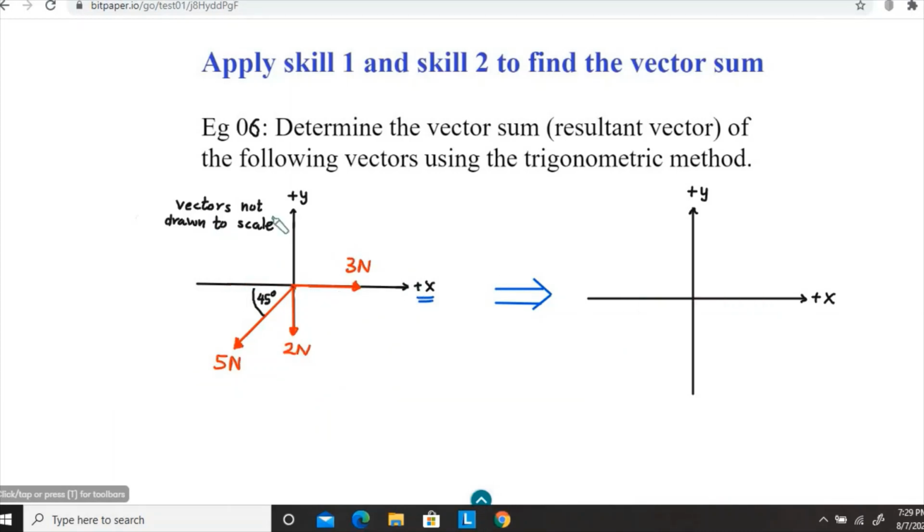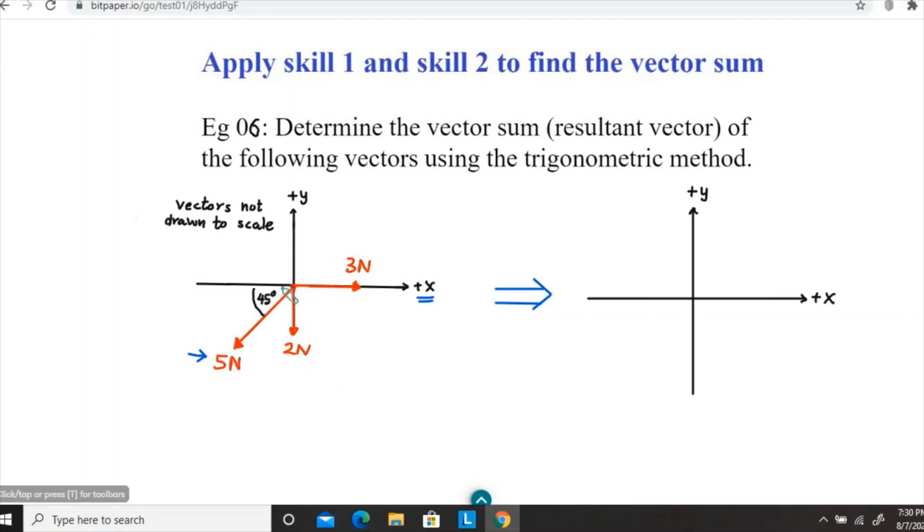So we continue example 6. As you can see, we have simplified the problem into three vectors. The 3 Newton vector is already along the positive x-axis. The 2 Newton vector is already along the negative y-axis. The only vector that we need to decompose into perpendicular components is this 5 Newton vector.